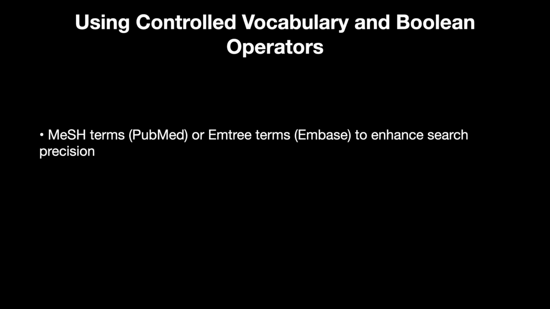So in this, you must have heard of the terms called MeSH terms. These MeSH terms are for the controlled vocabulary. And for Embase, they are called Emtree terms. And combining these terms with AND, OR will give you a search strategy.